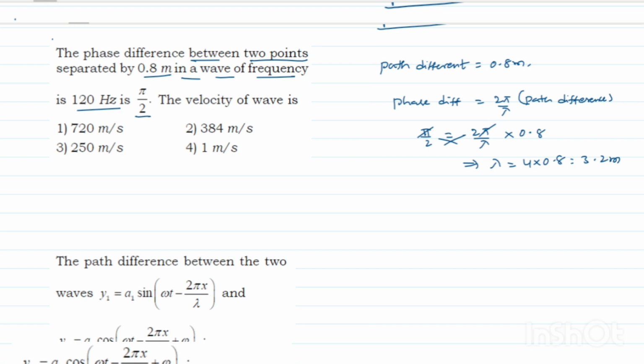Velocity is asked. For the velocity of the wave, the formula is v equals f lambda. f is given as 120 and lambda is 3.2. 10 into 3.2 is 32, and 32 into 12 is nearly 384 meter per second. This is the velocity of the wave.